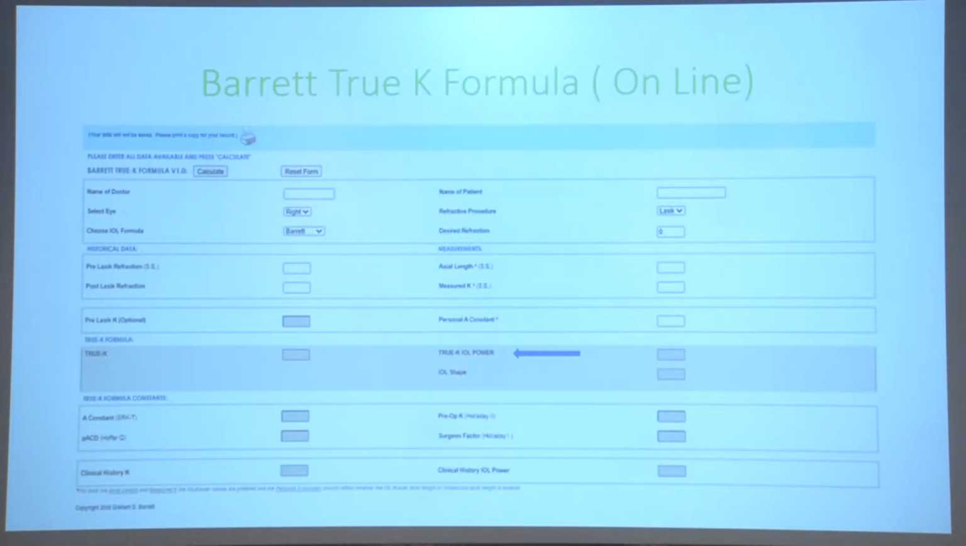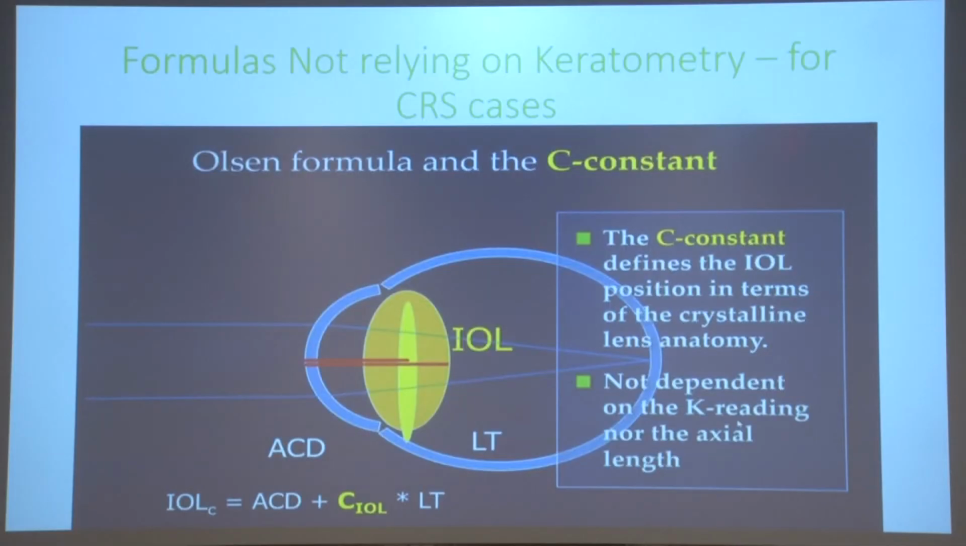Very important again is the Barrett True K formula, and this is something where the True K IOL power is used, which comes from the IOL Master 700. Let's talk briefly about the formulas which are not relying on keratometry, especially for the corneal refractive surgery cases. One very important and frequently used is the Olsen formula. Why? Because of the C constant.